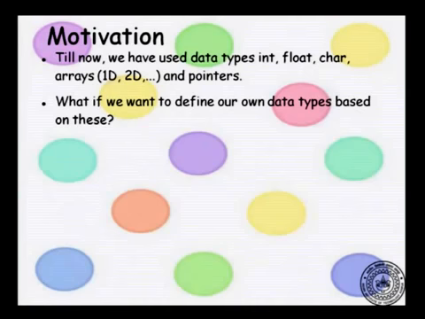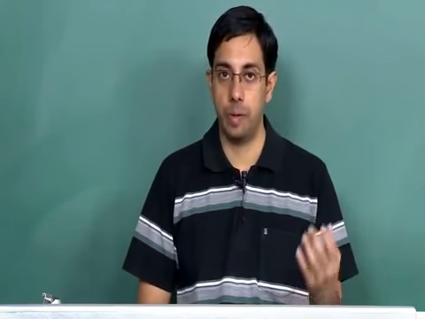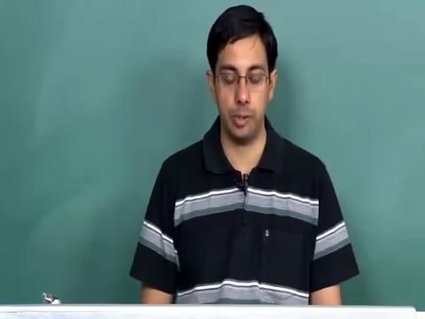Before we reach there, we will just take a look at why you would want to define such a data type. So let's say that we are designing a geometry package and we want to define a point on the plane as having an x coordinate and a y coordinate. Now there's an easy way to do it. If you have arrays, you could hold a point inside an array of size 2. Now you would keep the x coordinate as the 0th element in the array and the y coordinate as the first element in the array. This is one way to do it.